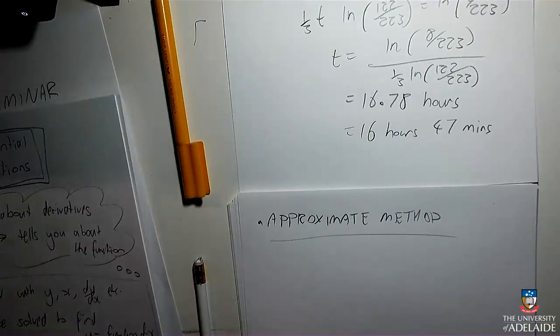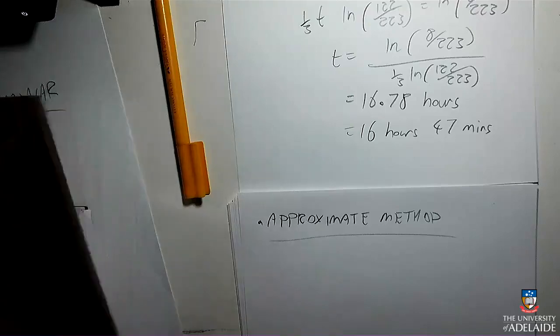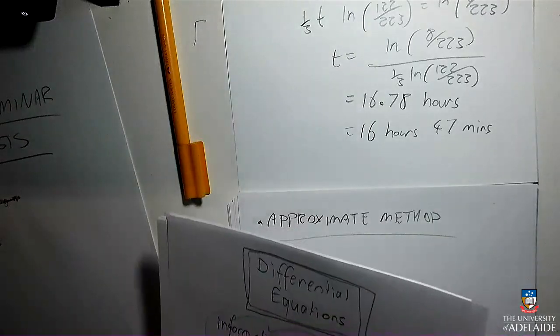So our approximate method, we only have one approximate method, which is called Euler's method. I'm pretty sure that's in this course because someone wrote it on the list.